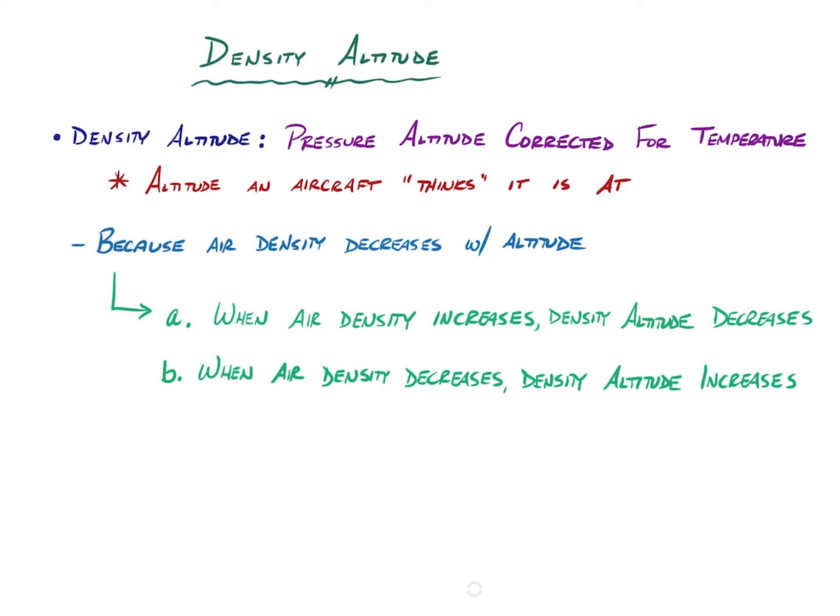When air density increases, that would be like if air from typically lower altitudes is pushed upwards, we say that the density altitude decreases, because if you are flying in air that normally under normal conditions would be at a lower altitude, well, then we're going to basically say the plane thinks it's at that altitude.